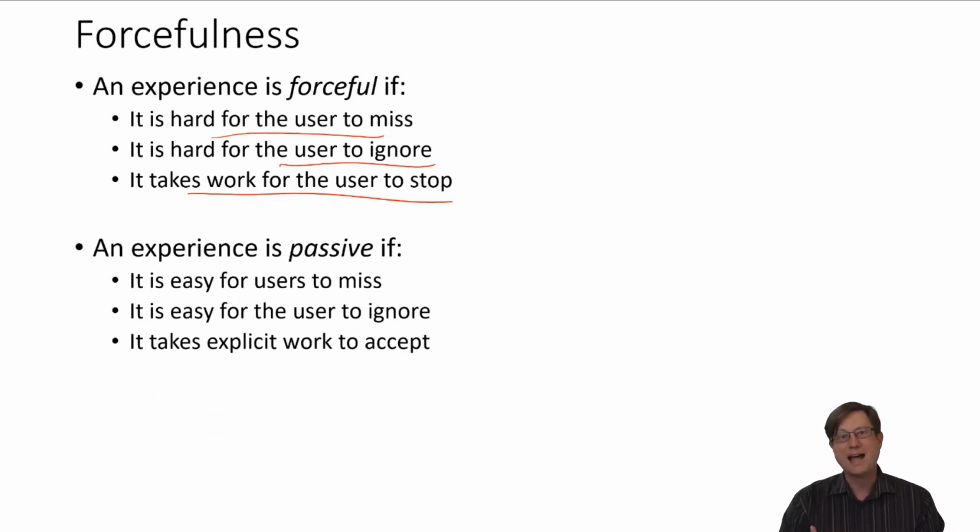An experience is passive or less forceful if it's easy for the user to miss. So this would be more like the cases of, I've organized the information a little differently, or I've annotated a few things with a marking that you might notice or you might not notice. And it's okay. You don't need to notice it every time you interact with it, but when you do notice it, it was valuable to you. It's easy for the user to ignore, like those annotations. It's not like, I have to deal with this annotation. No, it's just there. And it takes explicit work for the user to accept it.